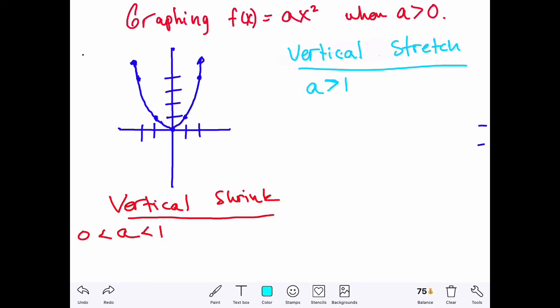Hey guys, let's continue with this idea of the parabola, and we're going to look at a couple different ideas. They're transformations of our graph of f of x equals x squared. Now we're going to look at it as f of x equals ax squared. When a is greater than 0, that means we have a parabola that opens upwards, as this one does, f of x equals x squared, which is the graph I have here.